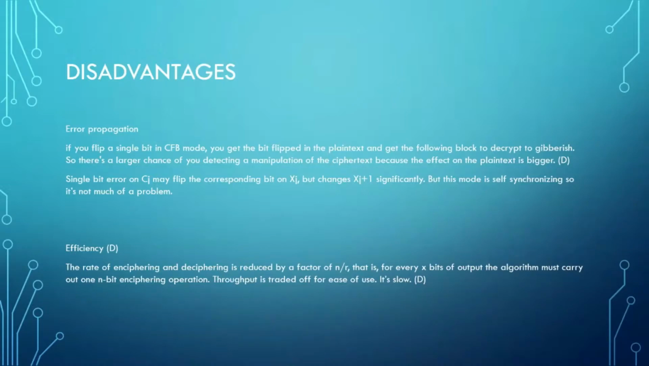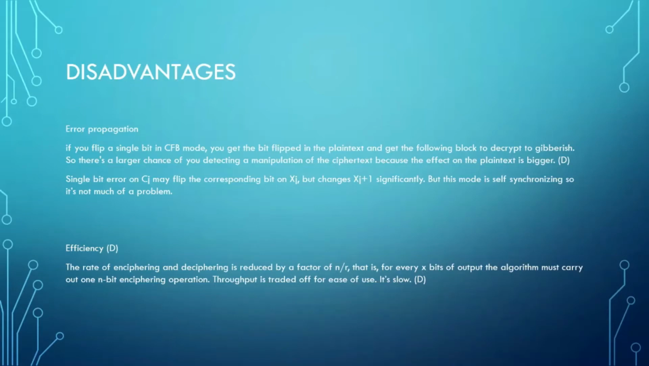So, while there is kind of a disadvantage, there is a large chance of you detecting a manipulation of the ciphertext because the effect on the plaintext is bigger, so it's noticeable. A single bit error on Cj may flip the corresponding bit on Sj, but changes Sj+1 significantly. But this mode is self-synchronizing, so it's not much of a problem.